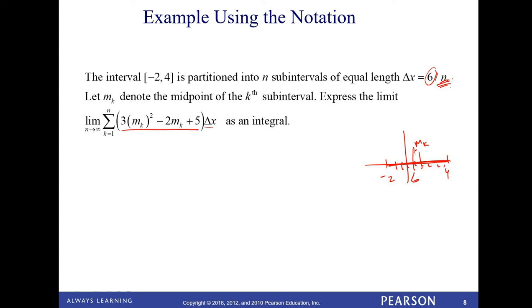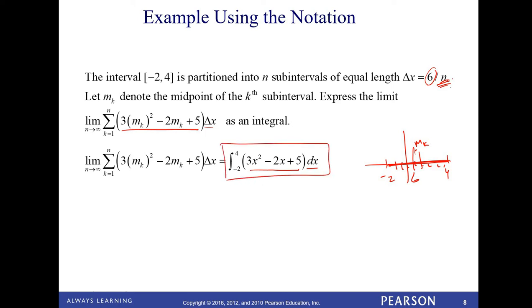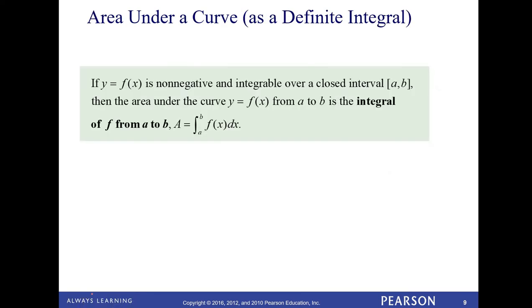I want to change this to an integral. So what I'm going to do is rewrite this as the integral from -2 to 4 of the function evaluated with respect to x, or the integral from -2 to 4 of 3x squared minus 2x plus 5 dx. So we've now learned a new notation that represents all of these little rectangles being added up. And the rectangles are infinitely thin right now. So what does this mean?